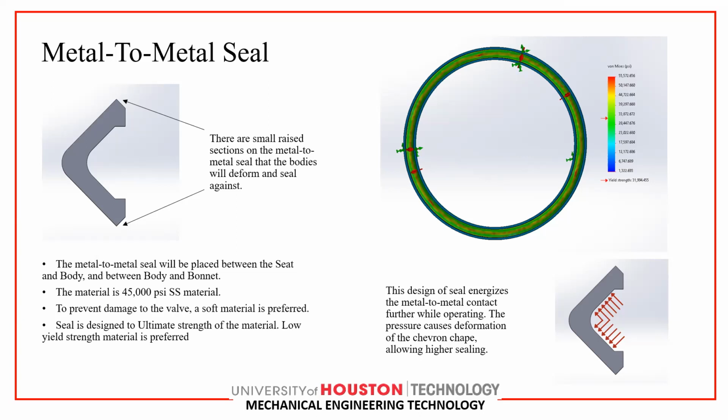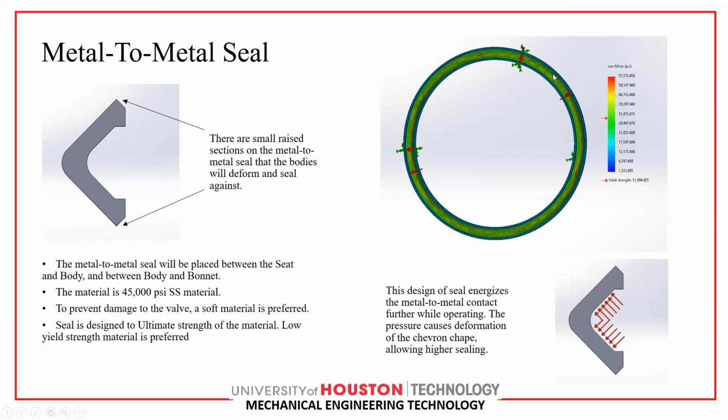We use a metal-to-metal seal to prevent damage to the valve, and a soft material is preferred. The seal is designed to the ultimate strength of the material. Low yield strength material is preferred. These two arrows show the small raised section on the metal-to-metal seals that the bodies will deform and seal against. This design of seal energizes the metal-to-metal contact further while operating. The pressure causes the formation of the chevron shape, allowing higher sealing.